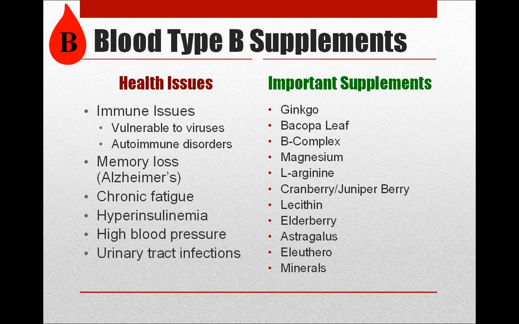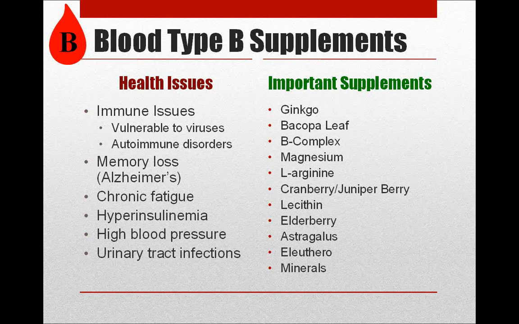Let's go to some of the health issues we've talked about with memory loss. They are prone to Alzheimer's. So brain and circulatory are the two weakest areas usually in a bee that tend to be affected. So the chronic fatigue, the high blood pressure, and also UTIs, urinary tract infections.